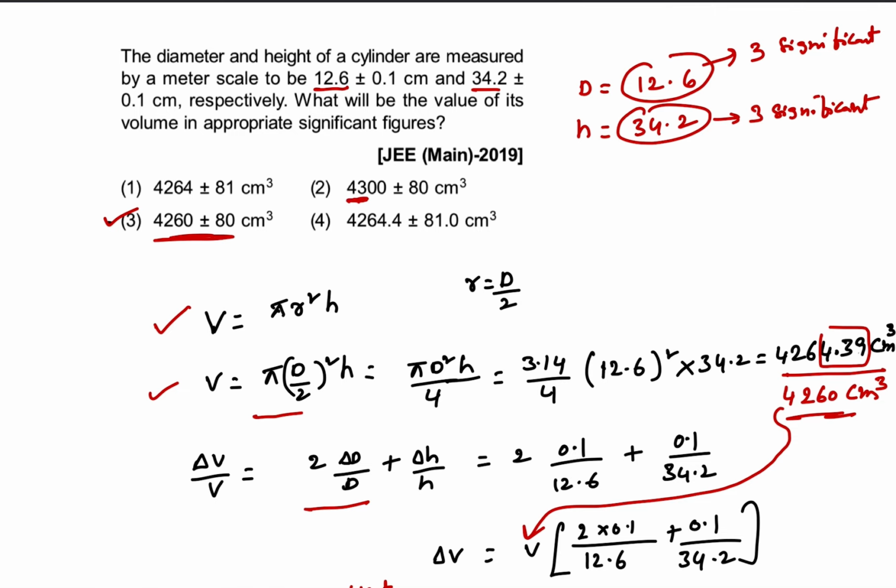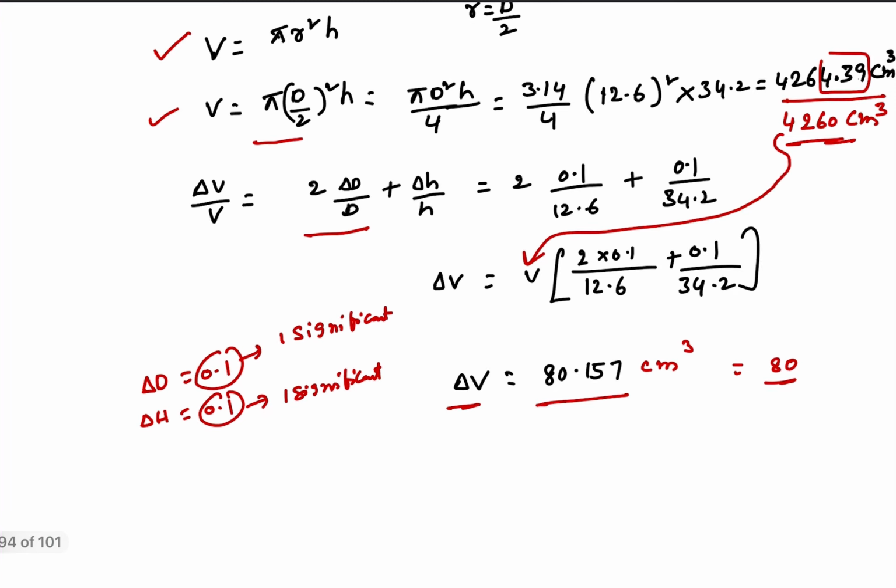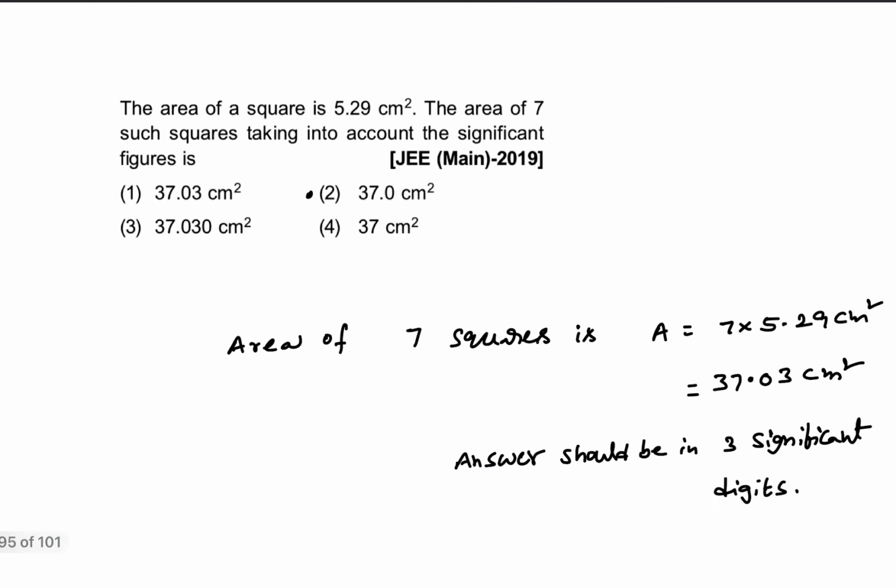Okay, which option is there? 80. Only one option is 80. The second option is also there, but the second option has only two significant figures. 4300 has only two significant figures, but you want three significant figures. Okay, the third option is the correct option. Kindly check this question.